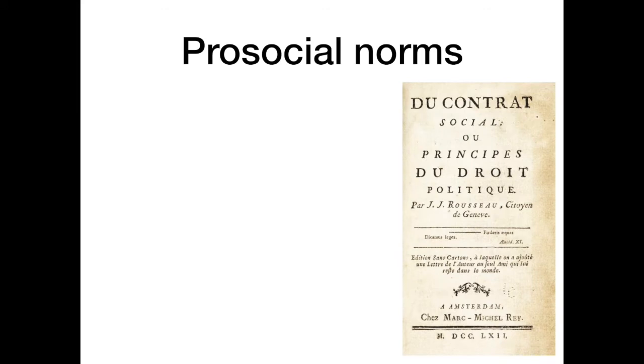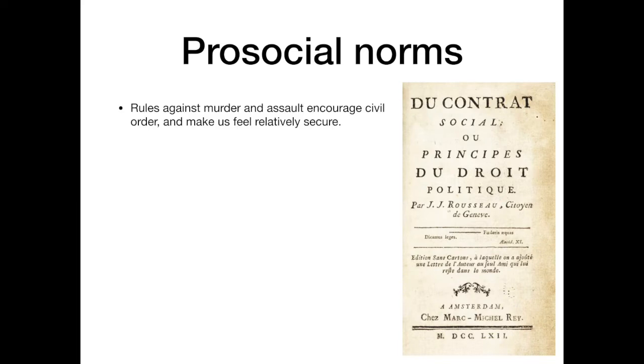So let's talk a little bit about prosocial norms. Norms may often be arbitrary, but that doesn't mean that all norms are just as good as any other norms. Some norms, like smoking cigarettes together after vigorous activity, let's say, can be directly harmful. Other norms can be prosocial and improve the collective good. Some examples are rules against murder, a good thing, and assault, also a good thing. These encourage civil order and make us feel relatively secure.